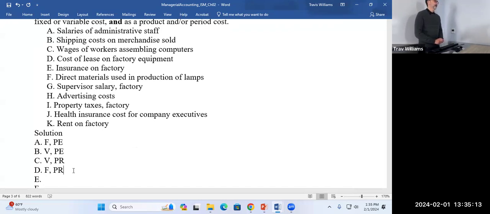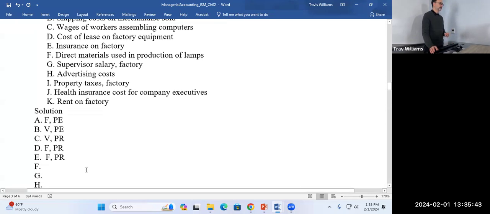Okay. Insurance on the factory. Yes, and product or period? Same thing, it's insurance on the factory, so it's a product related cost. Anything to do with the factory or production falls under that production category. Does it matter what type of factory it is? A factory produces things, so any factory would be product related.